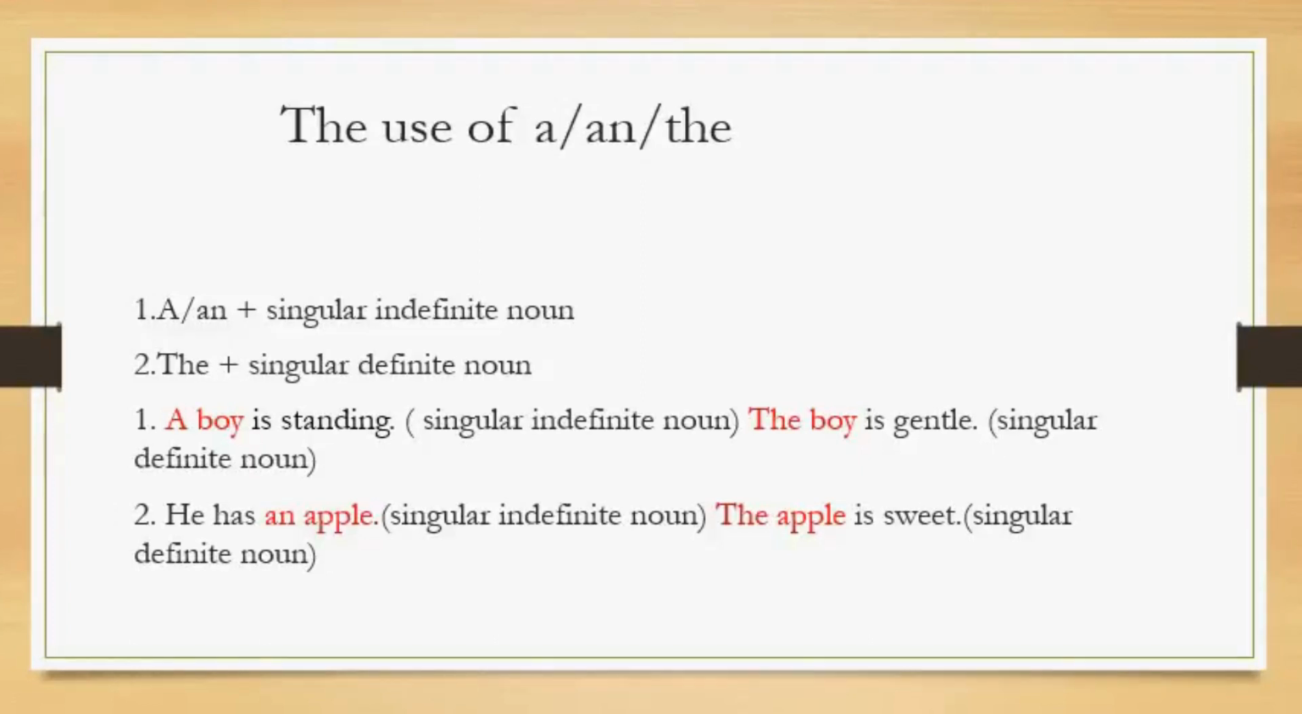Let us see how we are going to use it if we are talking about the same apple the next time. The apple is sweet. Apple, once again, is a singular noun, but here we have used the definite article the because we are referring to the same apple once again. When the same reference is given, we use the definite article. I hope this part is clear to everyone. If you have any doubt, please comment below. I'll take out time and answer all the queries.